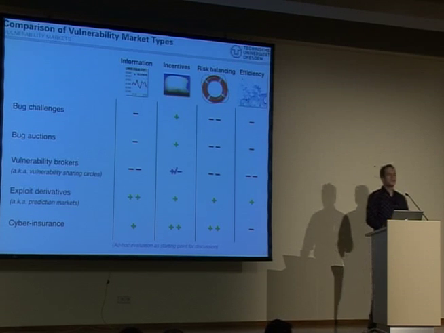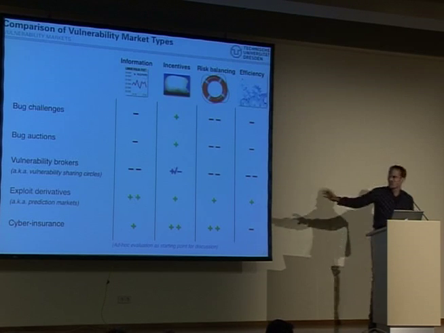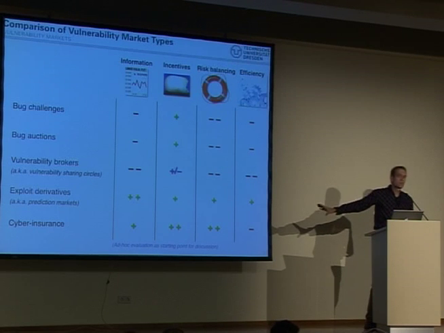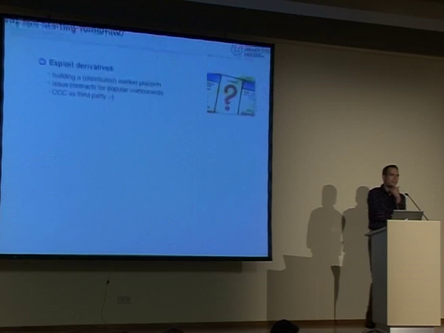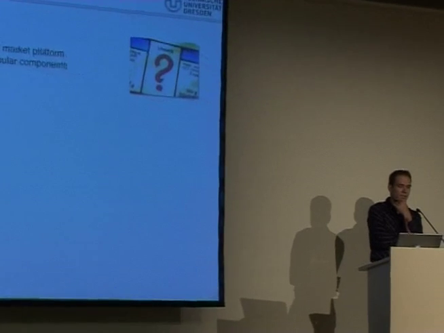So the remaining question is, why do we not start to implement vulnerability markets, or the good types of vulnerability markets, today, and why don't they exist right now? Let's consider the situation that we have exploit derivatives. So we basically would need to build a distributed market platform, issue some contracts. As I told you, it's quite easy to issue contracts apart from legal obstacles, okay? And, well, who is the third party? Why not the CCC or others? I mean, you can distribute it.